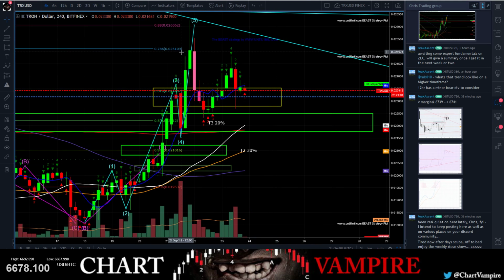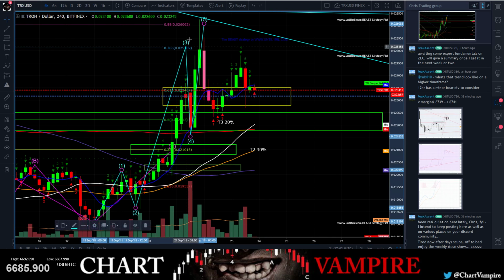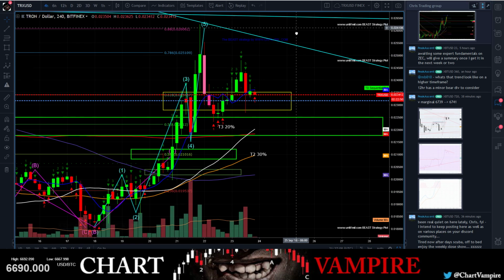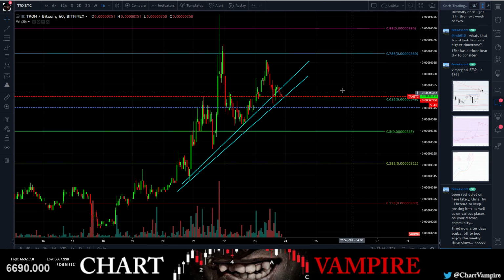TRX chart. So I've been playing TRX. Now, TRX to me looks like this could either be a wave 3 up here. You could have a wave 3, and you're looking at a wave 4 with one more retrace down, and then a wave 5. I'm still watching this, trying to hold this last trend line.